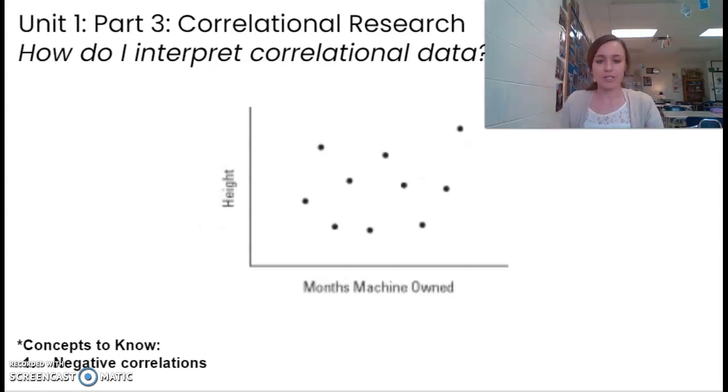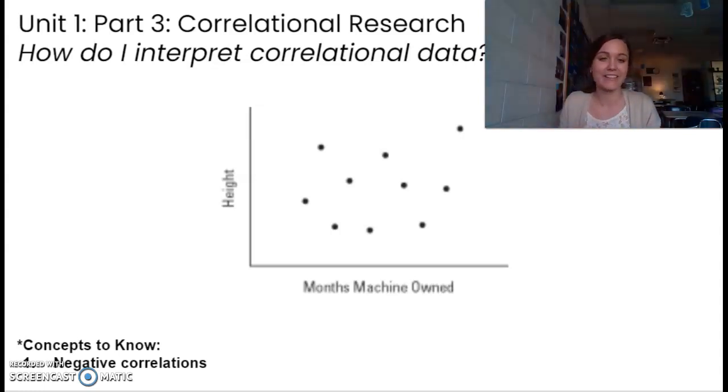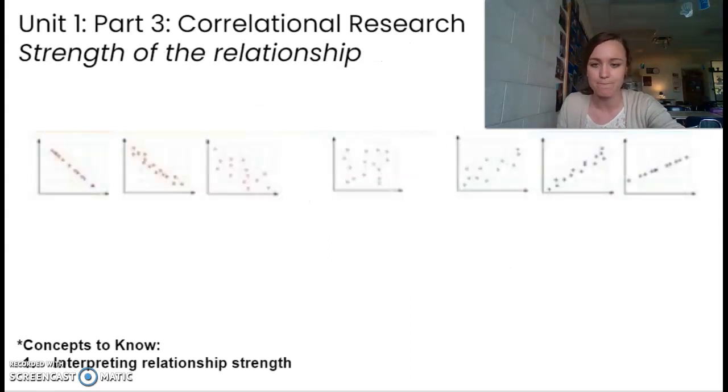So there's a third possibility, and this is when one variable increases and the other one doesn't increase or decrease. We're seeing that there's really no relationship at all. So if we see in this figure, figure 3, we're plotting the months the machine is owned and the person's height. We notice that those things aren't related. There's just no relationship between somebody's height and how long they've owned the machine. So we're going to say there's no relationship or no correlation. And this is what it would look like on a scatter plot.